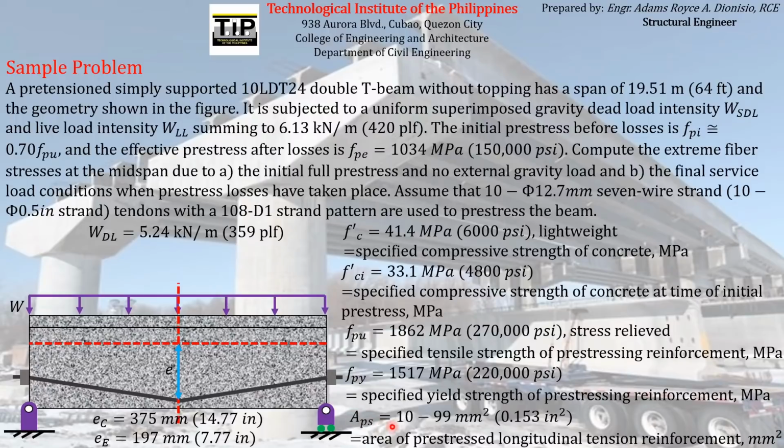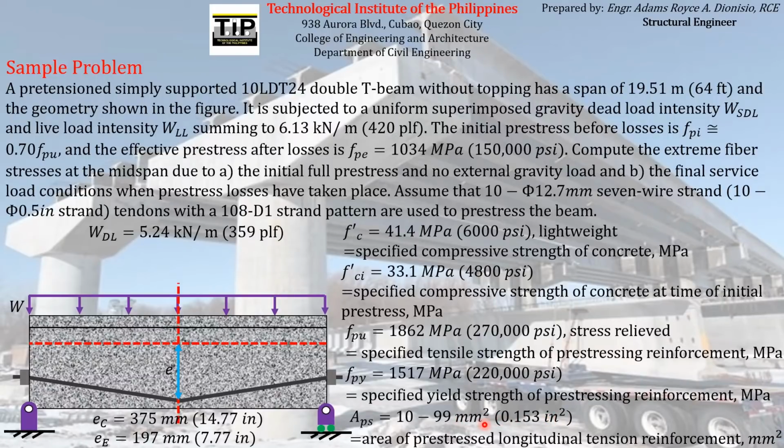And lastly, since it is given that the pre-stressing reinforcement is a 12.7 mm diameter 7 wire strand, we can compute... or actually we don't need to compute the cross-sectional area of the 12.7 mm diameter wire strand, because usually it is already given in the question. And according to the question, it has a cross-sectional area of 99 mm squared or 0.153 inches squared. So we have 10 of those.